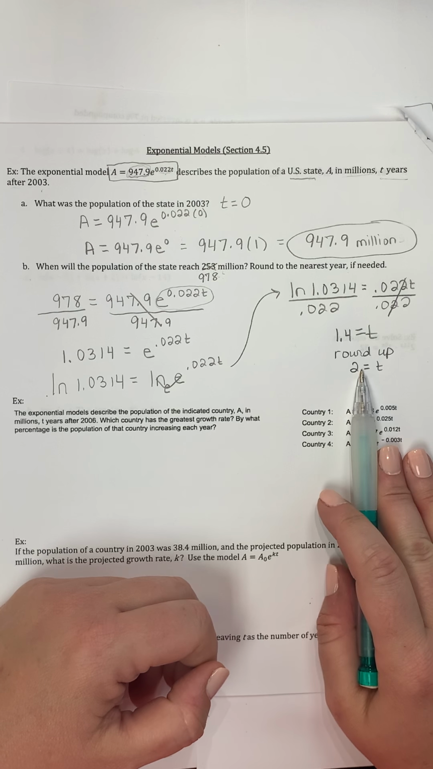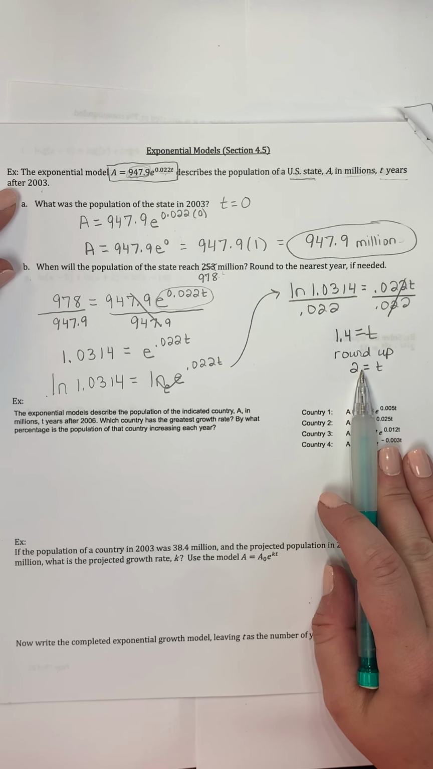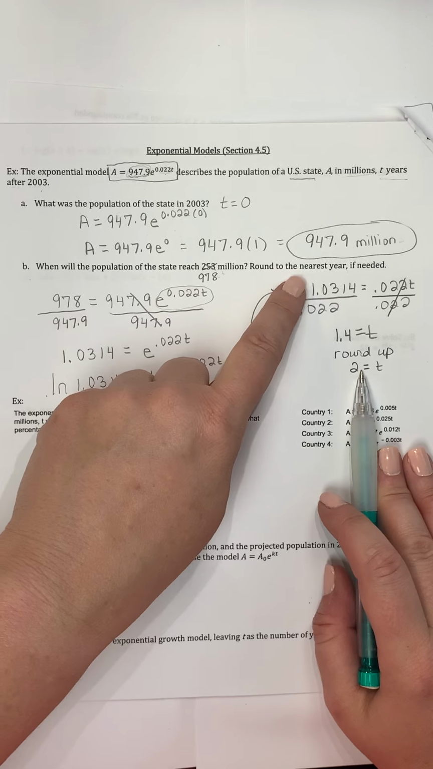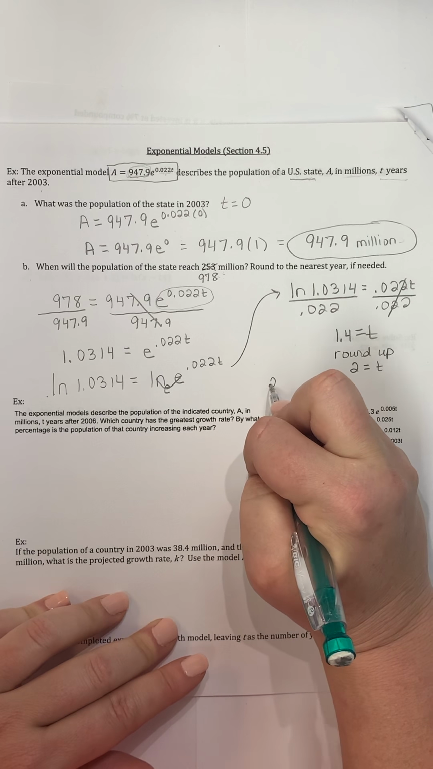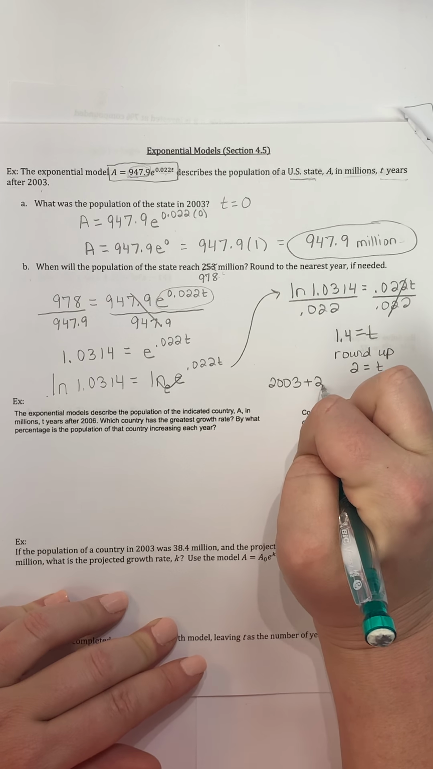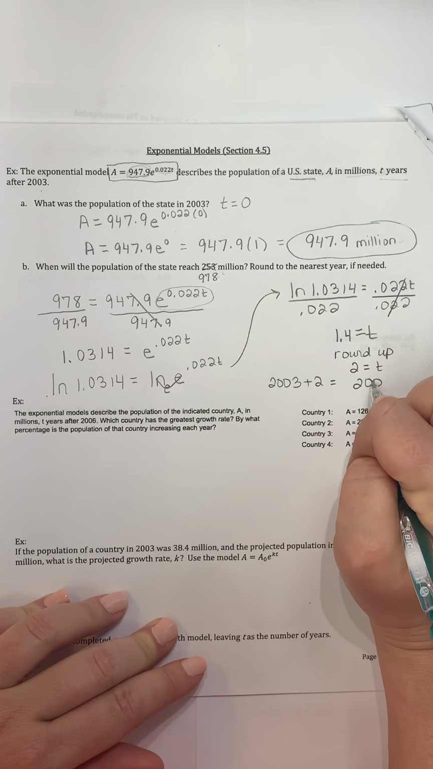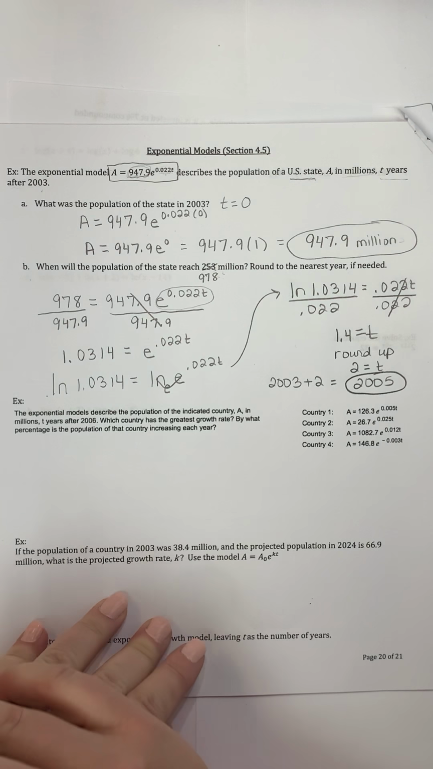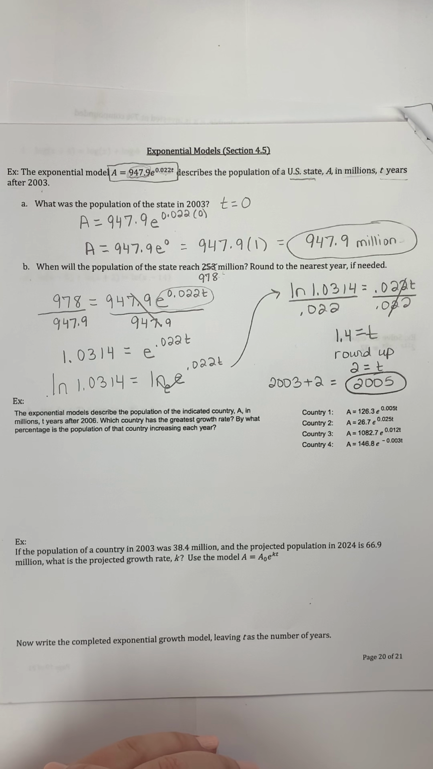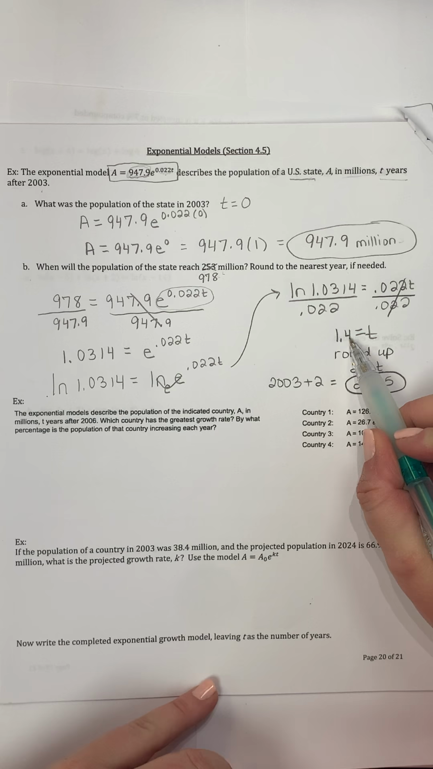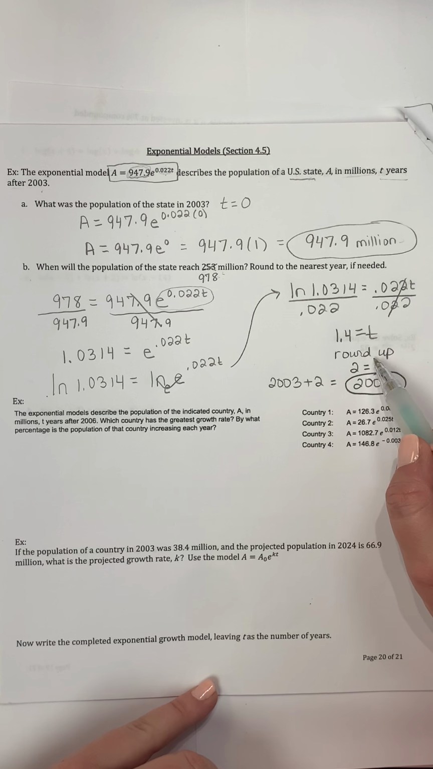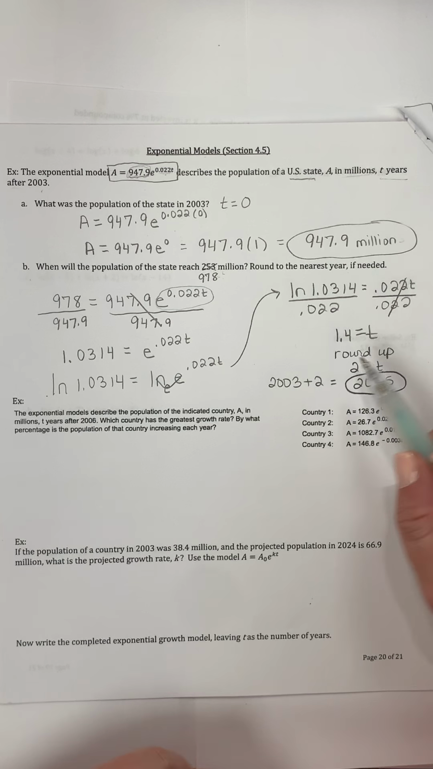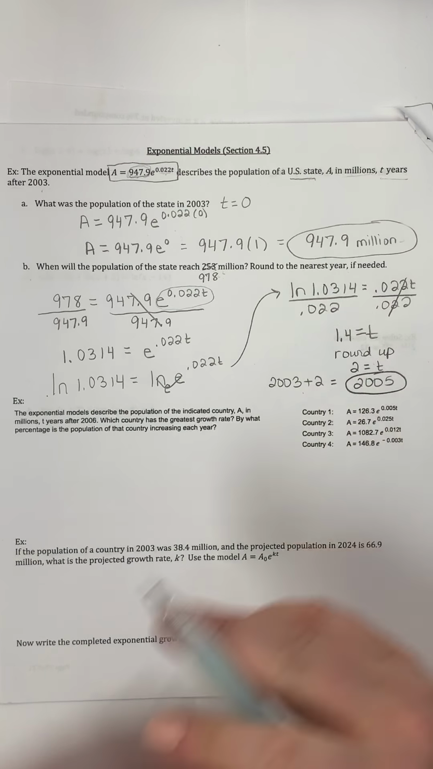Now, this is years after 2003, okay? So 2 years after 2003, what year would that be? Well, it would be 2003 plus 2. We're looking at the year 2005, and that would be our answer, okay? So you're going to get a value for t, you're going to round it up no matter what it is to the next whole number, and you're going to add that to 2003 because that's how t was defined.